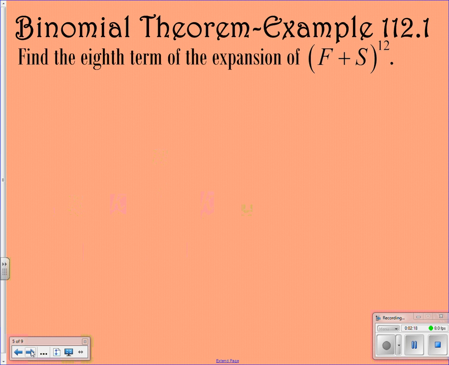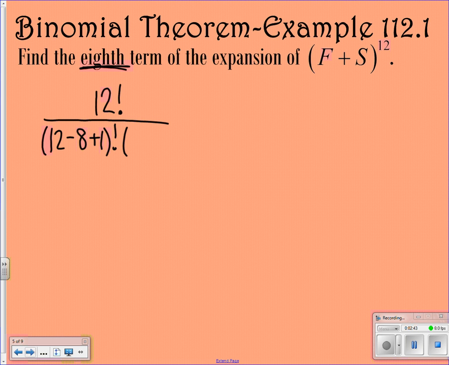So we want to find the 8th term of the expansion of f plus s to the 12th. So we're going to use our formula. Our n is 12. So we have 12 factorial. And then we have 12 minus k. Well, our k is 8 because we're looking for the 8th term. So we have n minus k plus 1 factorial. And then we have k minus 1. And then we have f to the 12 minus 8 plus 1, s to the 8 minus 1.